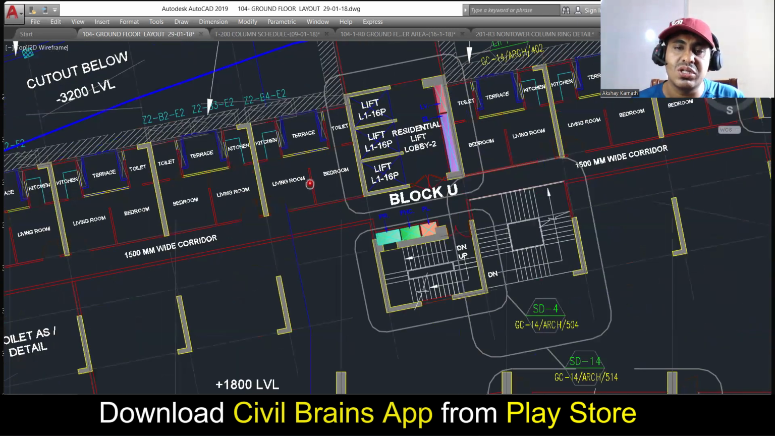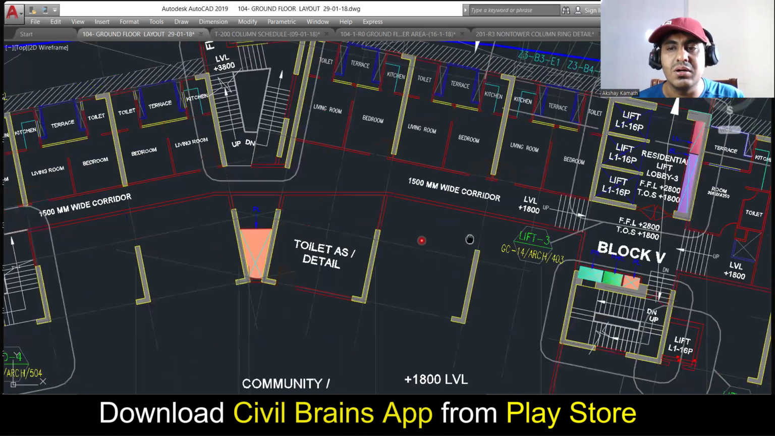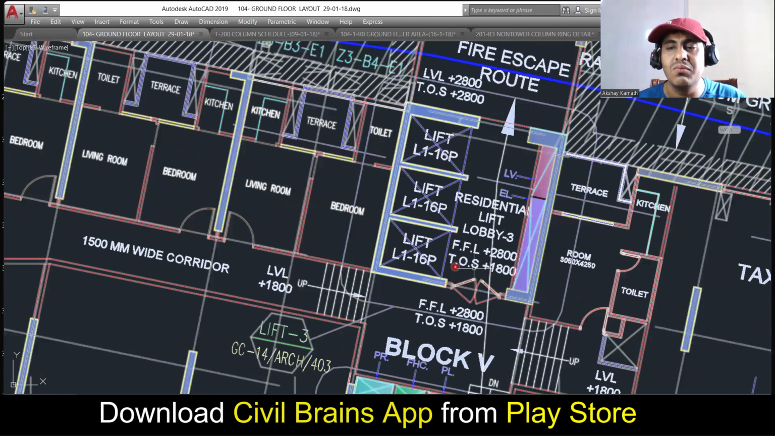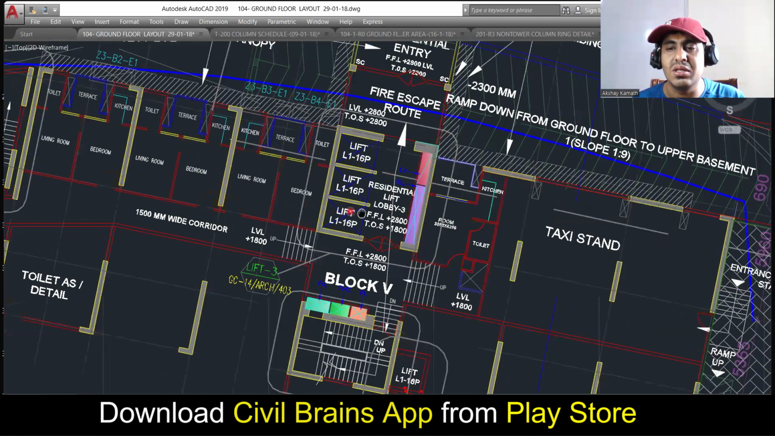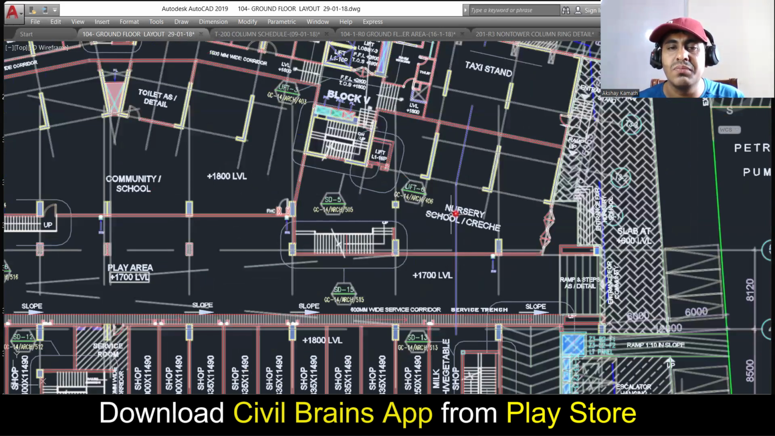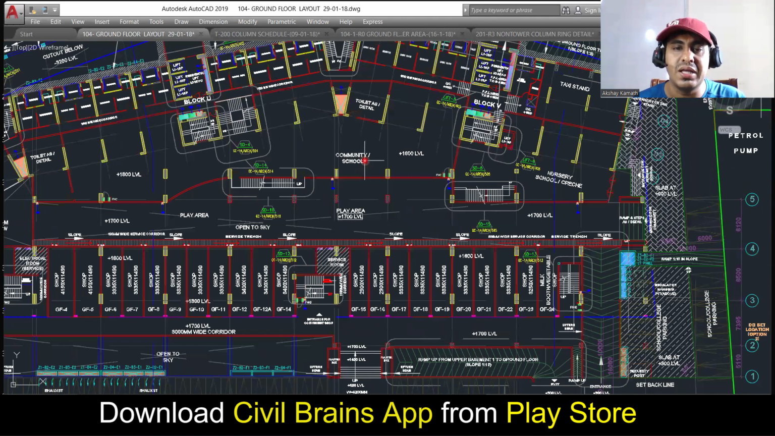Then again, they have a staircase in this area. And apart from that, these are the lifts. So 1, 2, 3, we have 3 lifts here. This is a residential lift lobby we have. Then there's a taxi stand in this area. And apart from that, there is one nursery school and a school here. And then there is a community school in this area. There's a play area here.